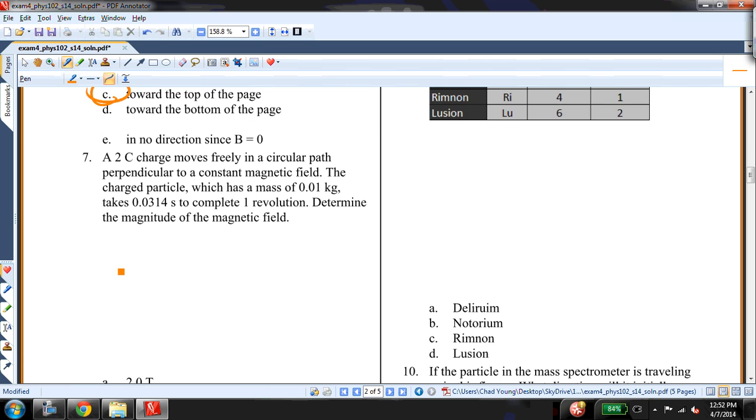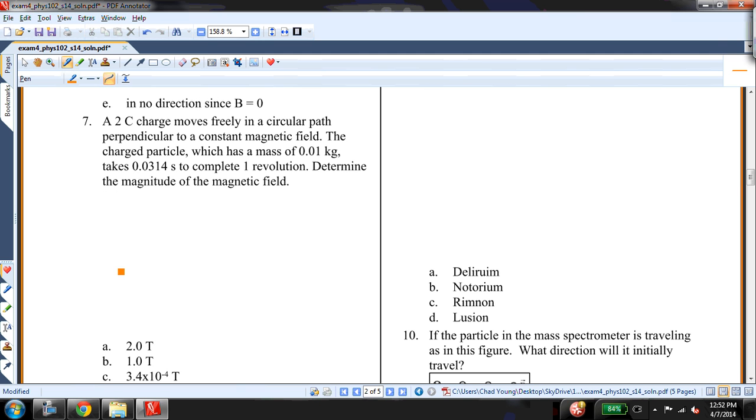A 2 coulomb charge moves freely in a circular path, has that mass, and takes that time to complete 1 revolution. What is the magnitude of the magnetic field? All right, we'll start with the cyclotron equation. R equals mv over qB. I'll solve that for B, which is what I'm looking for. It's going to be mv over qr.